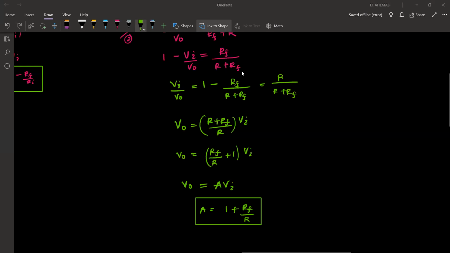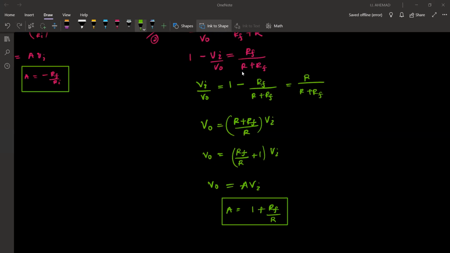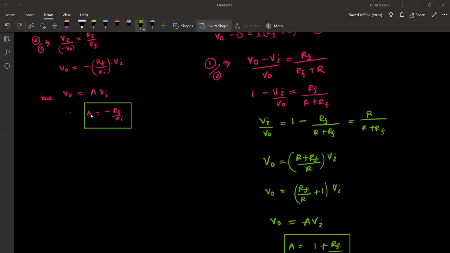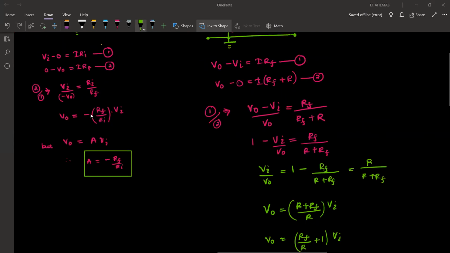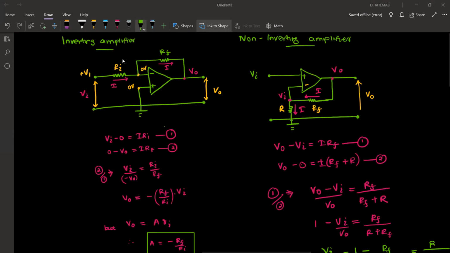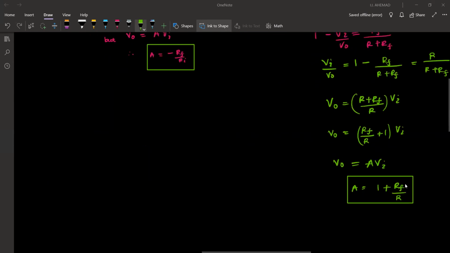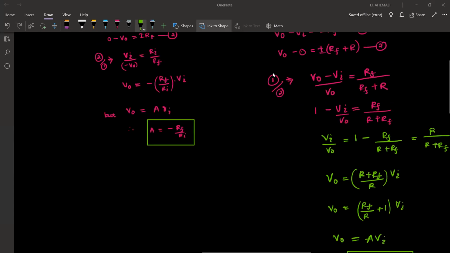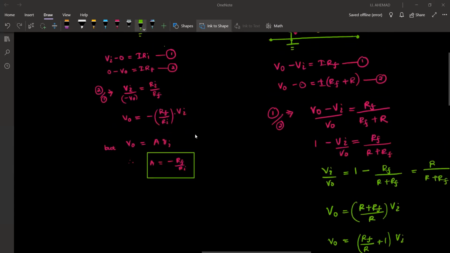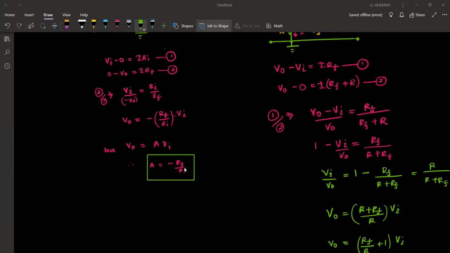Now, what is the difference between open loop and closed loop? In open loop, for A, we straight away got a value. But look here, for the inverting amplifier, for A, we got a ratio. That is the ratio between the feedback resistance and the input resistor. Again, for non-inverting, we also got a similar equation. That means you are able to control the gain. You can control the gain by controlling the resistors.